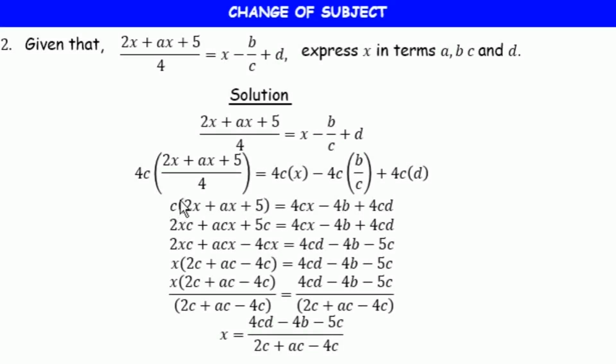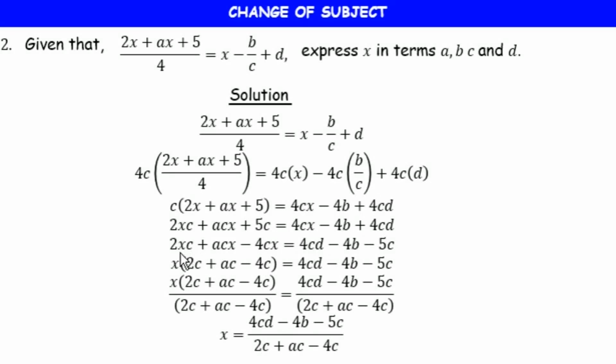So now the next thing is, we've gotten a bracket here, so we have to expand the bracket, right? In expanding, you are going to multiply c by each and every single term inside the bracket. So it means c is going to multiply 2x, giving us 2xc, or 2cx, right? C is also going to multiply ax, giving us acx. So c is also going to multiply 5, giving us 5c, right? And then you're going to repeat this expression up here, 4cx minus 4b plus 4cd, right?